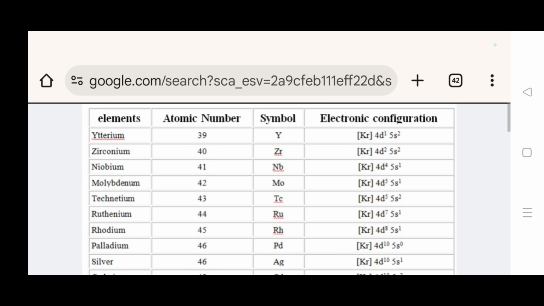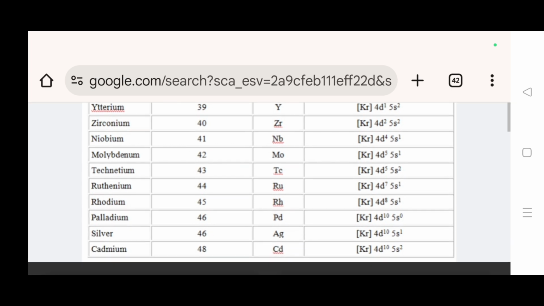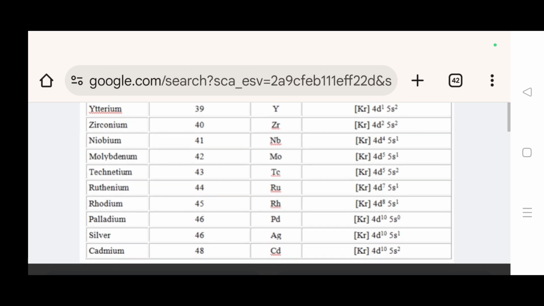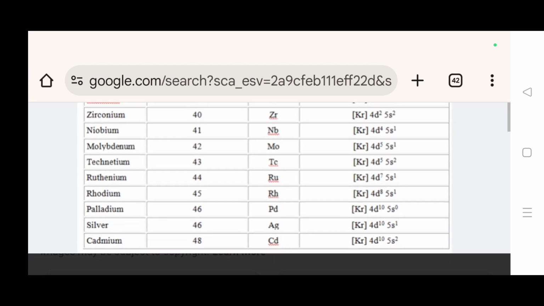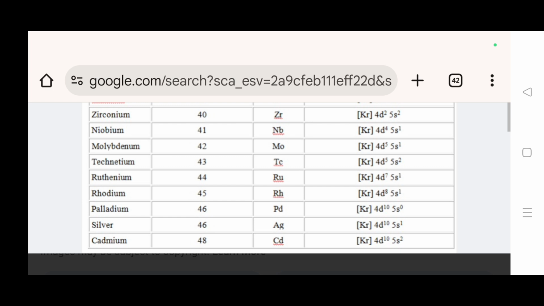These are the elements of our 4d series, which starts with yttrium with atomic number 39, symbol Y, and electronic configuration. We will just discuss the outermost electronic configuration, which is 4d1 5s2. Then comes zirconium, having electronic configuration 4d2 5s2. Then niobium 4d4 5s1, molybdenum 4d5 5s1, technetium 4d5 5s2, ruthenium 4d7 5s1, rhodium 4d8 5s1, palladium 4d10 5s0, silver 4d10 5s1, cadmium 4d10 5s2.